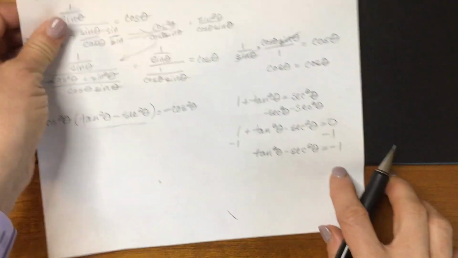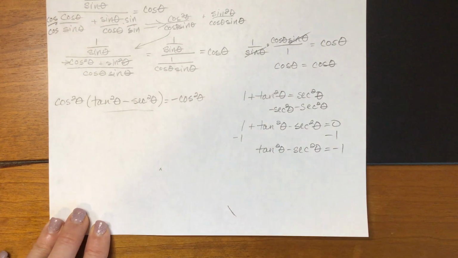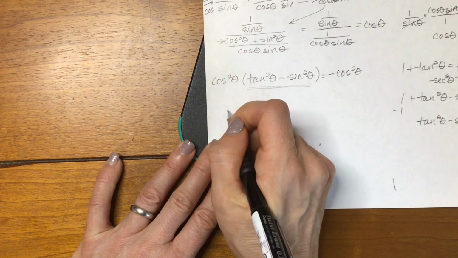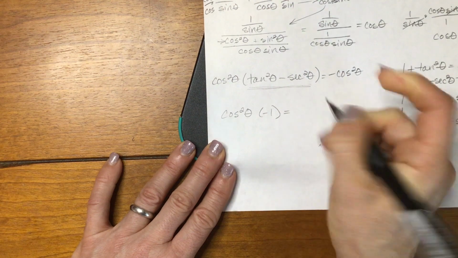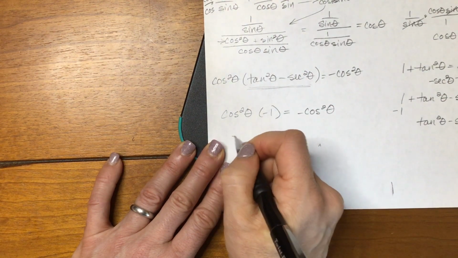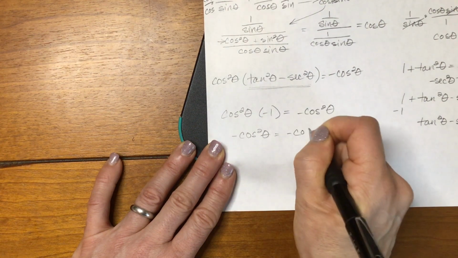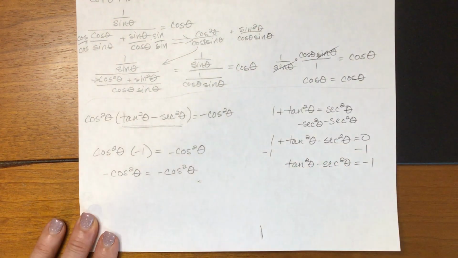So now I can see that tangent squared minus secant squared equals negative 1. So all of this right here, I can just substitute in negative 1. When I multiply those, I get negative cosine squared equals negative cosine squared. All right, so let's zoom out so you guys can see. This was the one above.